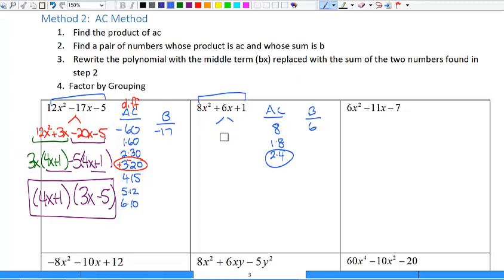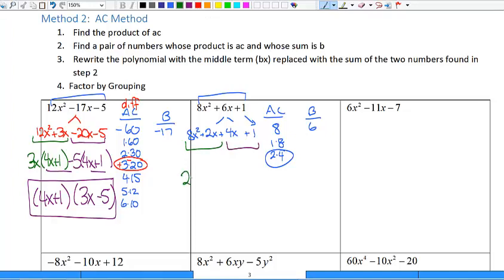So if I take that 6x squared and I break it up to 2x and 4x, the 1 just comes down and the 8x squared just comes down. Now I have 4 terms. I already know how to work 4 terms.